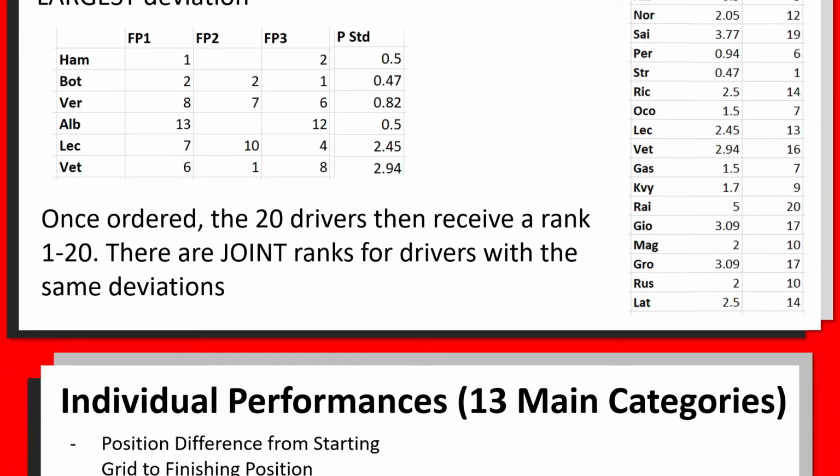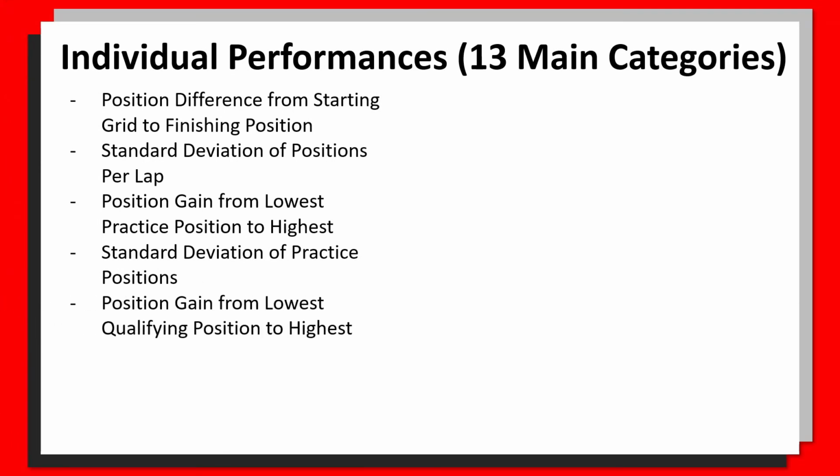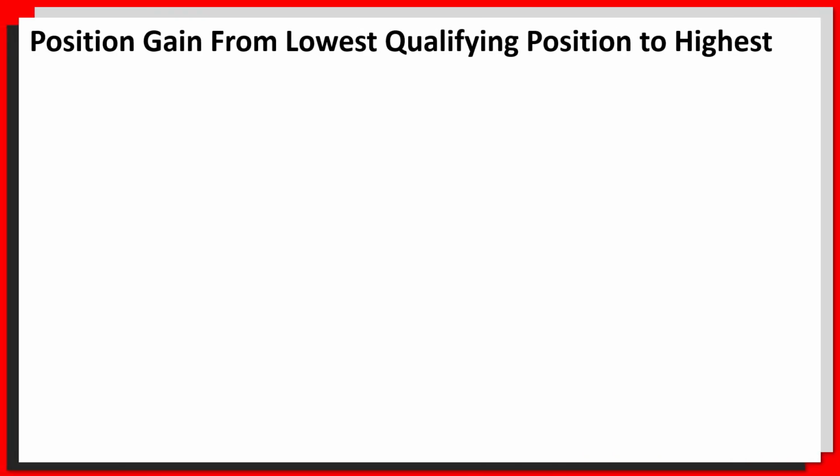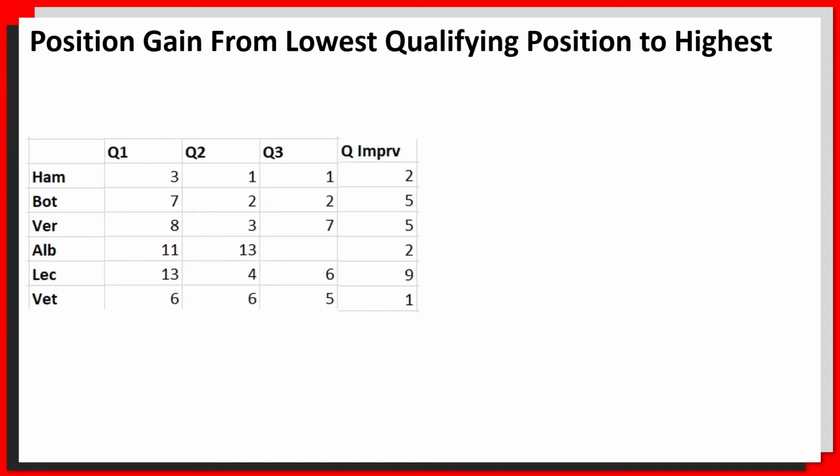And then we head on into the penultimate category of today's episode, and that is your positional gain from your lowest qualifying position to your highest qualifying position. Now, this qualifying category is exactly the same as the practice category, which looked at the same data. So if we pull up the top 6 drivers once again, Hamilton, Bottas, Verstappen, Albon, Leclerc and Vettel, but instead we look at their qualifying positions in Q1, 2 and 3, and then map on their improvement from their worst qualifying position, subtract their best.